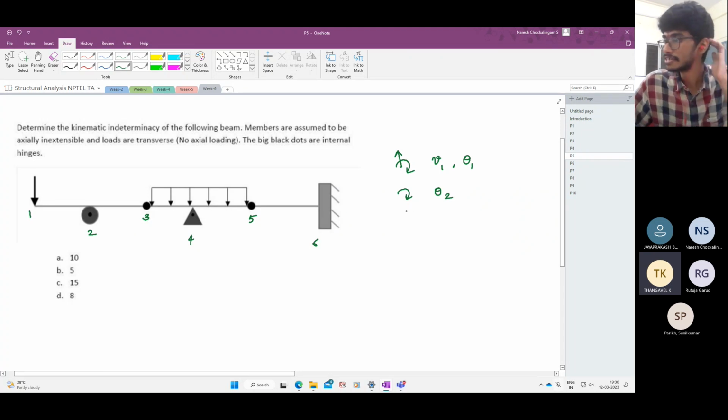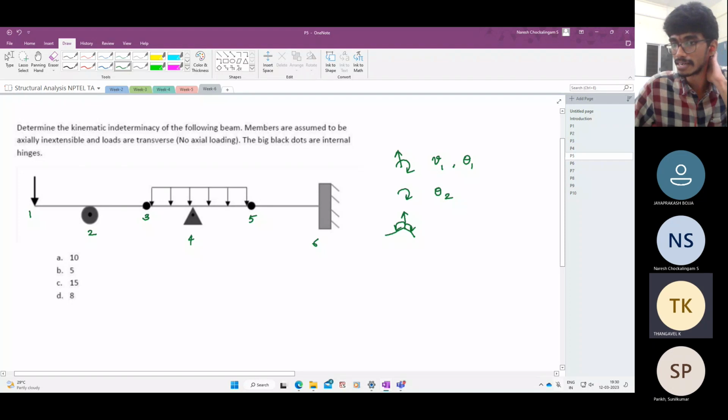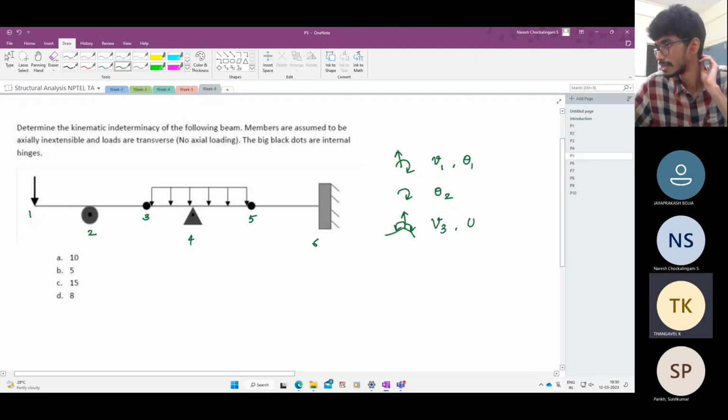At 3, there's an issue. It can move vertically, and the left side slope can be different from the right side slope. Because it is an internal hinge, the slopes don't have to be continuous there. It can move vertically, but the left side slope and right side slope can be different because it is just hinged at that point. So what are the degrees of freedom there? V3, theta 3 to the left and theta 3 to the right.